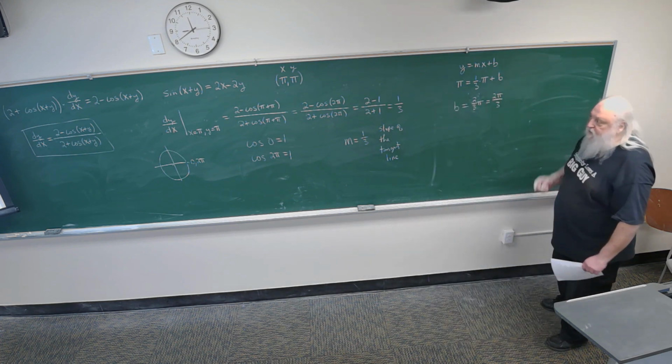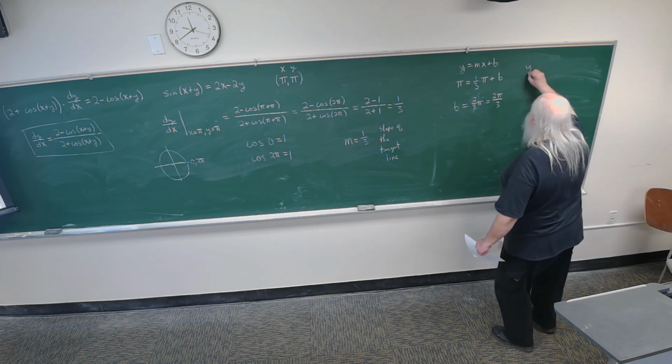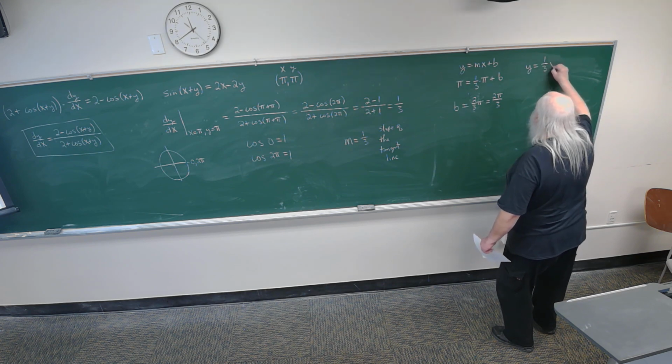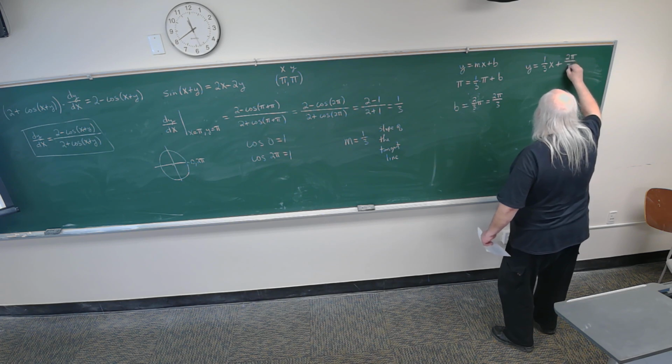And so the equation of the tangent line at that point of tangency is y equals 1/3 x plus 2 pi over 3.